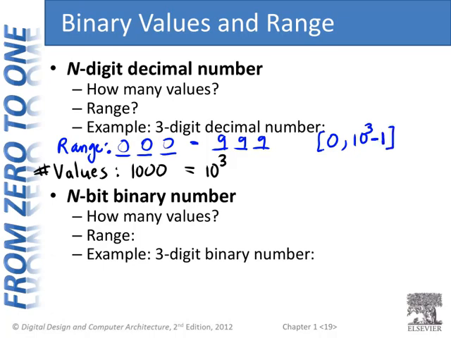And now that we've done it for a specific n, so n equals 3 in this example, a 3-digit decimal number, now we can extrapolate and say what it would be for an n-digit decimal number where n is any integer. So how many values can we represent? Well, with n digits we can represent 10 to the n different values. And the range is, well, the smallest value is always going to be 0, to 10 to the n minus 1.